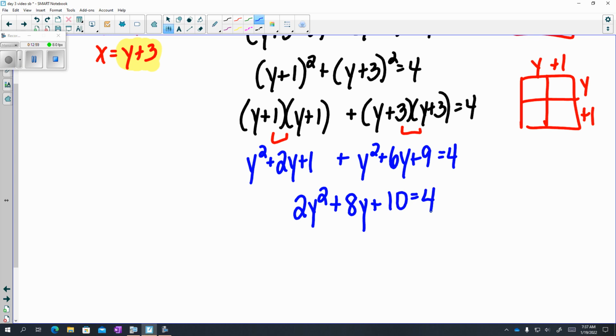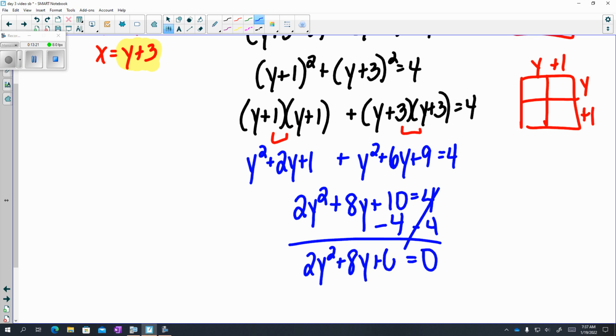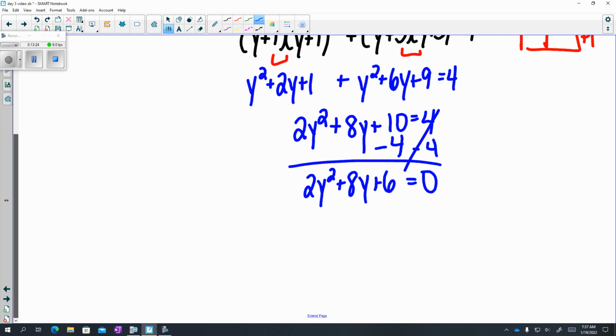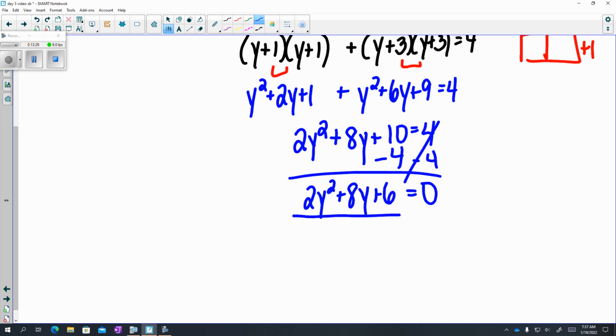Anytime we have a squared term, in this case I have a y squared, I want it to be equal to 0. So I'm going to subtract 4 on both sides, crossing out the wrong side. On the right side, we get equals 0. On the left side, we have 2y squared plus 8y plus 6. You want to factor, but notice how everything here can be divided by 2. So I'm going to do that first to make my numbers easier to work with. Y squared plus 4y plus 3 equals 0.